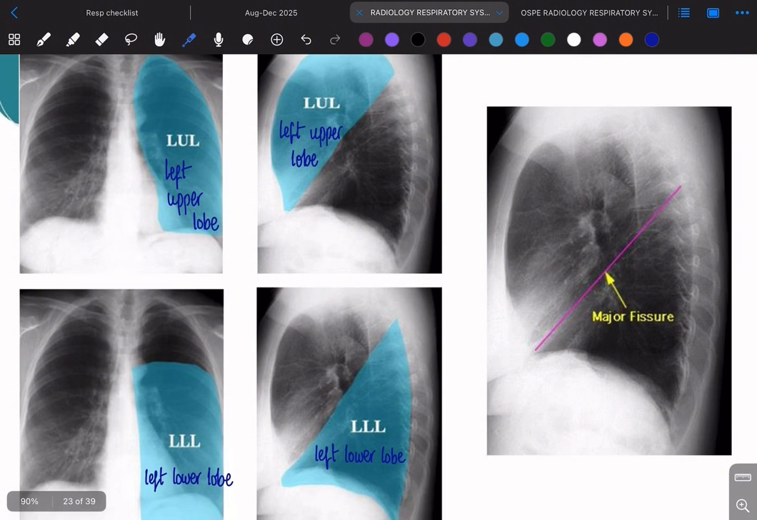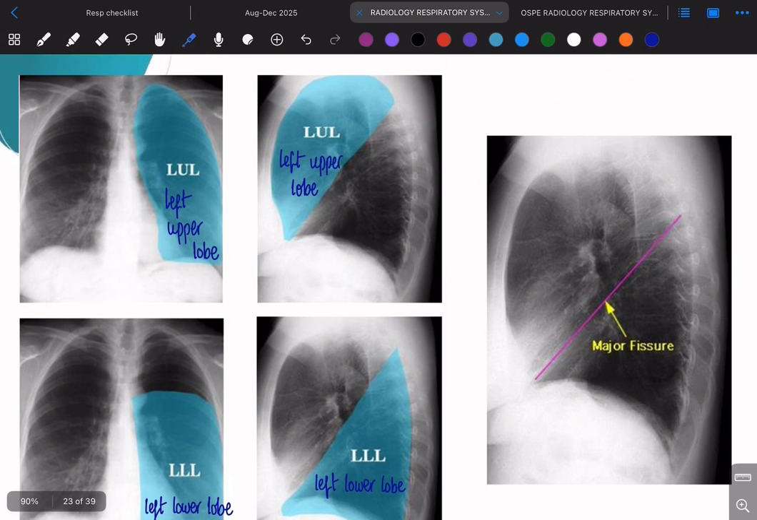Now let's move to the left. We're done with the right. The left, we know it has only one fissure, which is the major fissure or the oblique fissure. So that means it's not going to be seen on the PA view. We can't see it because the oblique fissure is not seen on the PA view, but we can see it in the lateral view. So here in the lateral view, this is the oblique fissure, okay, or the major fissure. So anything above the major fissure or anterior to the major fissure is gonna be the left upper lobe. Anything posterior to the oblique fissure or the major fissure is gonna be the left lower lobe. Here we can see the left lower lobe.